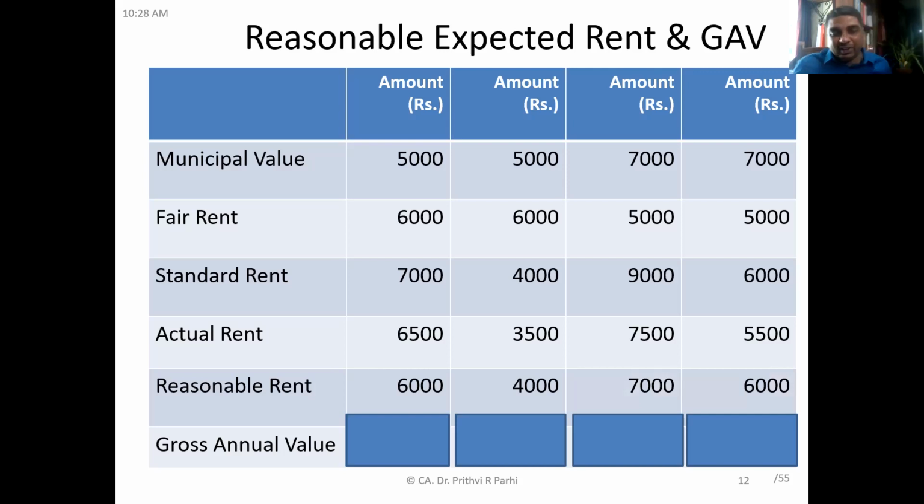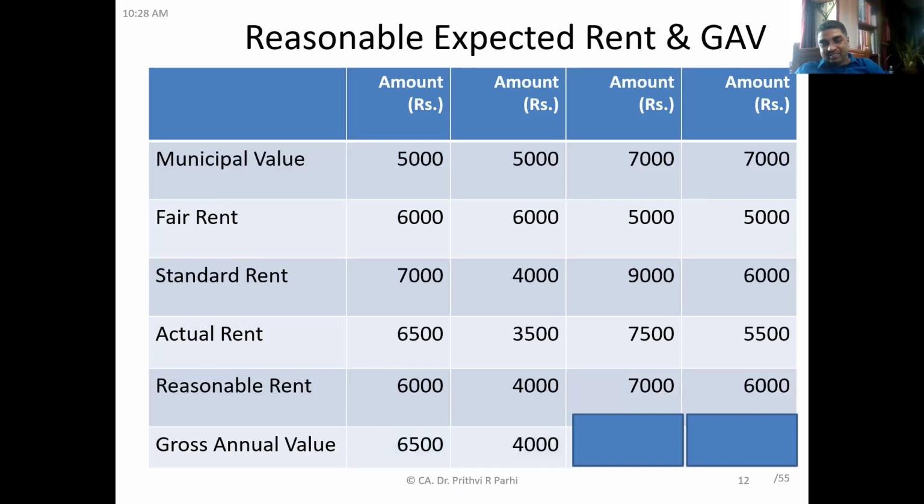Now, next is gross annual value. How will you know the gross annual value, or GAV? You need to compare reasonable rent with actual rent, and whichever is higher. So in case 1, tell me. 6,500. Very good. Case 2. 4,000. Case 3. 7,500. Case 4. 6,000. Good.